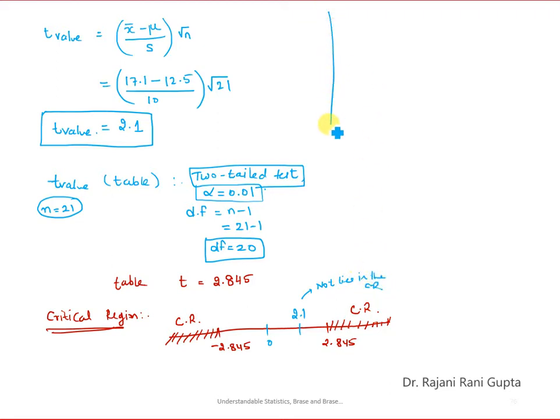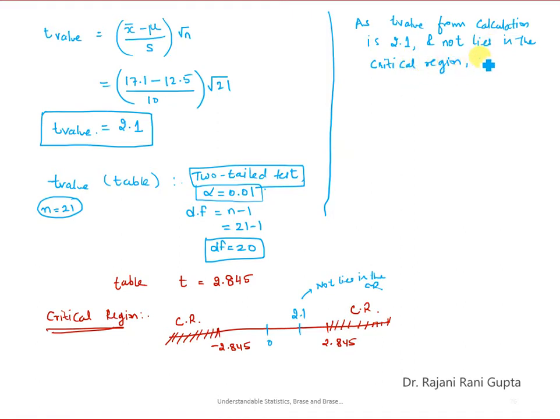So now we are going to make the conclusion. As the t value from calculation is 2.1 and does not lie in the critical region, we do not reject the null hypothesis.